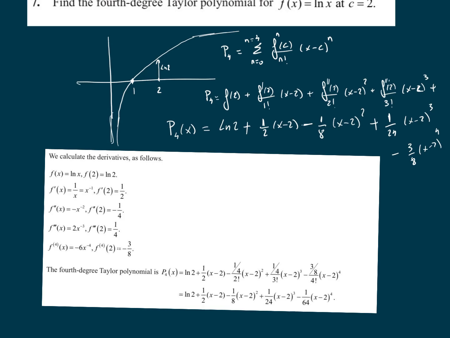So this is the Taylor polynomial centered at c equal 2. This is the Taylor polynomial. And the problem is done.